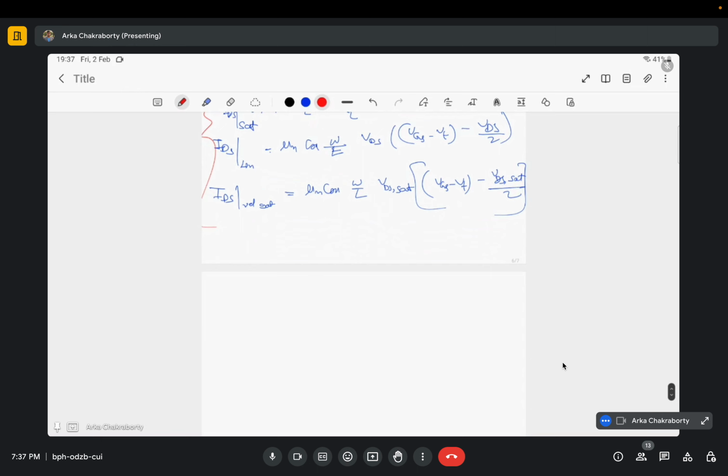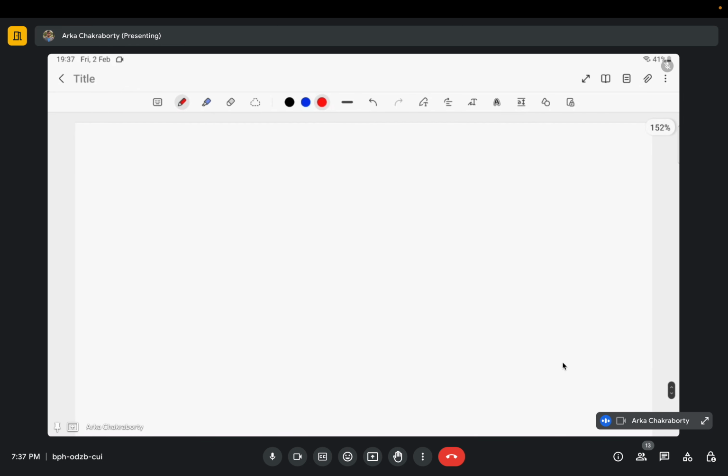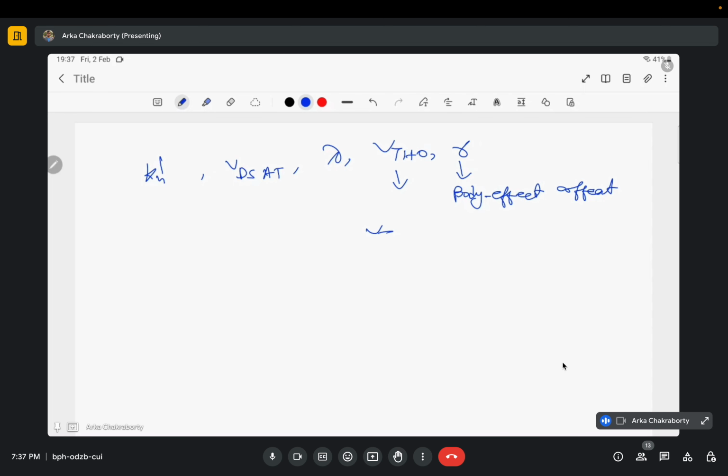So there are basically 5 level 1 parameters, and these 5 parameters are Kn prime, Vd set, lambda, Vth0, and gamma. Gamma is not the skew factor here. Gamma is the body parameter, the body effect coefficient. Vth0 is the threshold voltage. There is an expression of Vth as Vth0 plus gamma times root under Vsb plus psi s minus root under psi s.